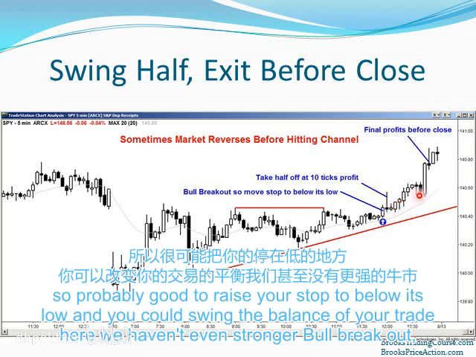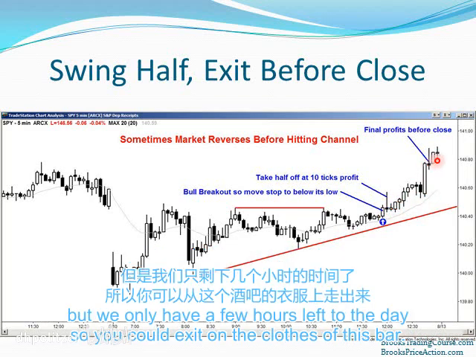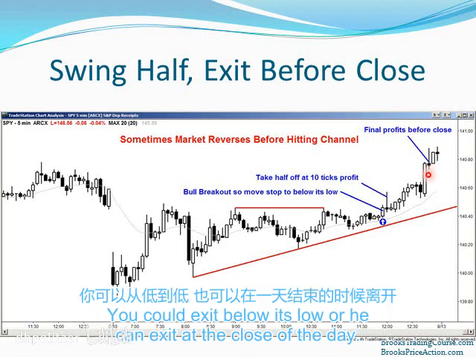your trade. Here we have an even stronger bull breakout, but we only have a few bars left to the day, so you could exit on the close of this bar, you could exit below its low, or you can exit at the close of the day.